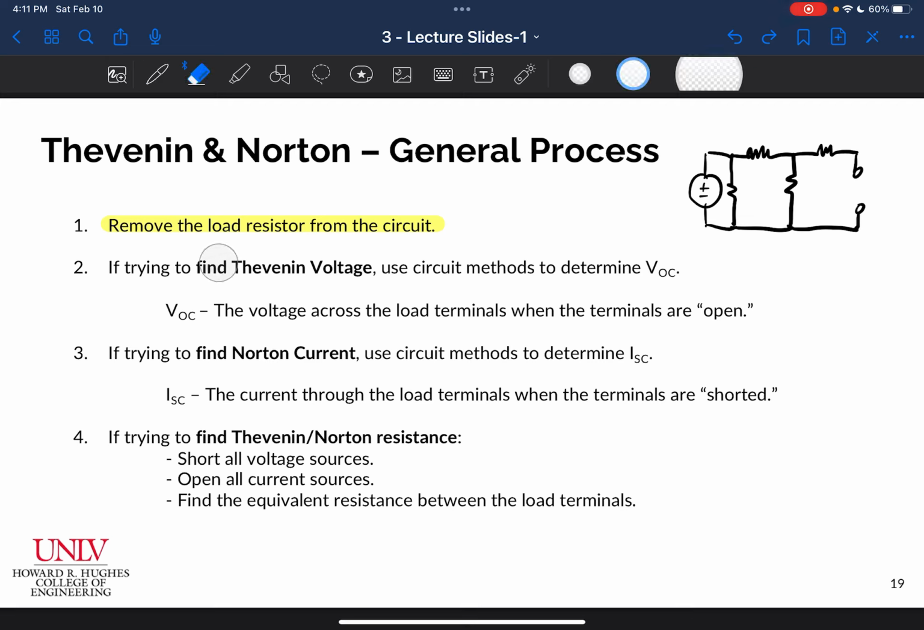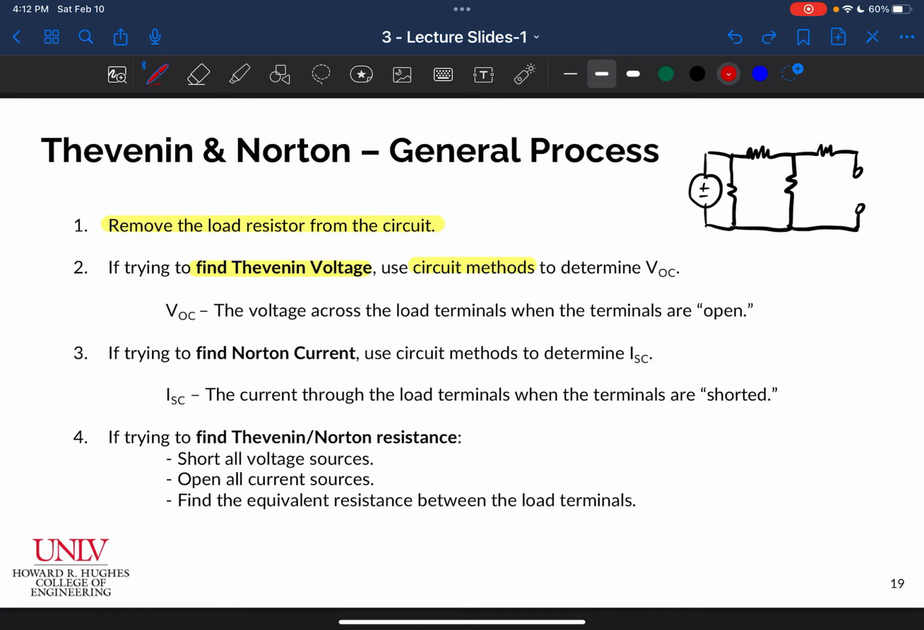Step two is we're trying to find the Thevenin voltage. It doesn't have to be in any particular order. That's why it says if trying to find the Thevenin voltage. So let's just say you're trying to find the Thevenin voltage. What you have to do is use circuit methods, basically stuff that we've already learned: KVL, KCL, parallel and series combinations. You might have to use something more complicated like nodal analysis, hopefully not. It depends on what circuit you're looking at. But you need to determine VOC, which is called the open circuit voltage.